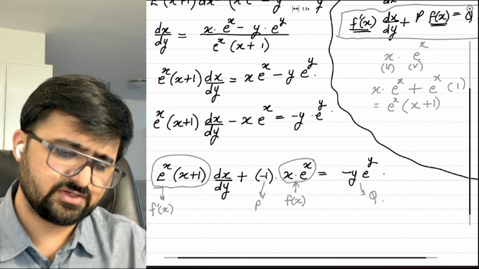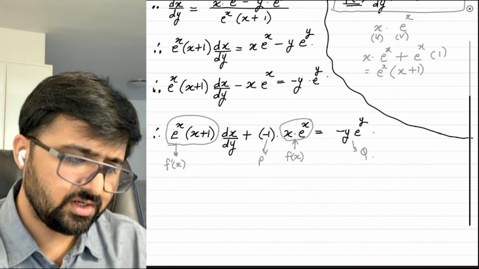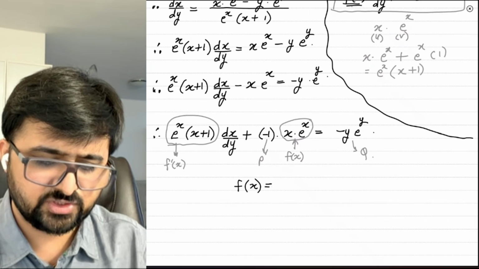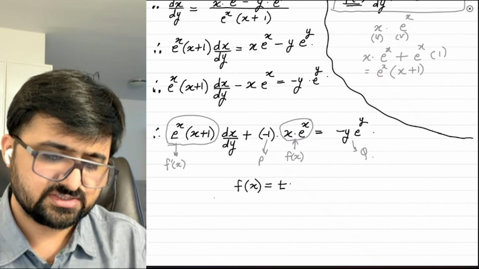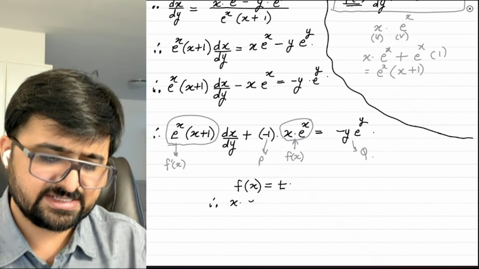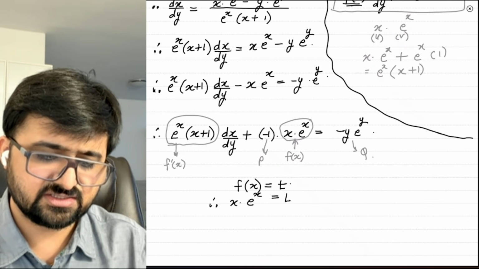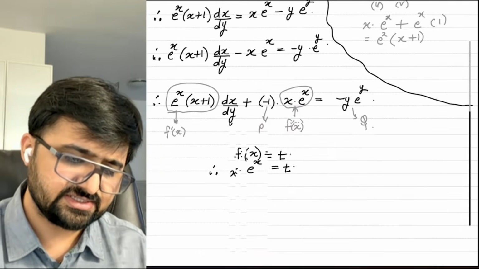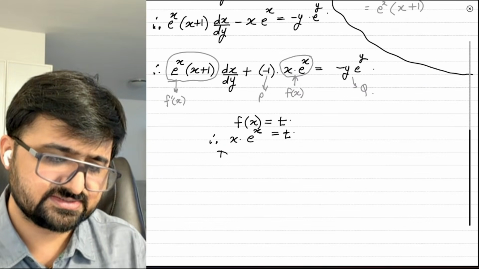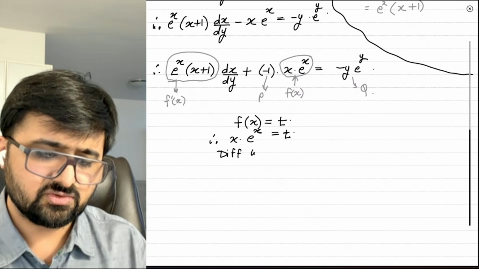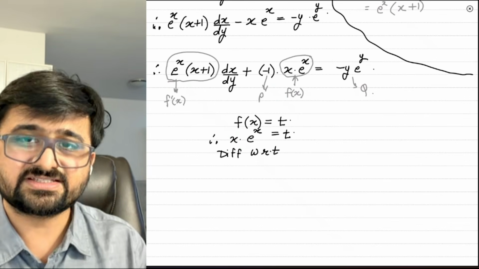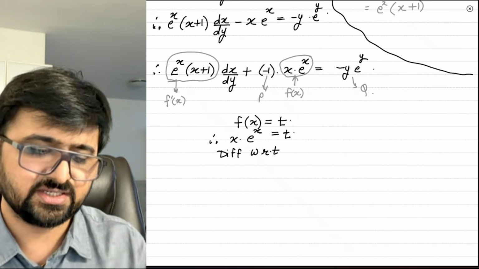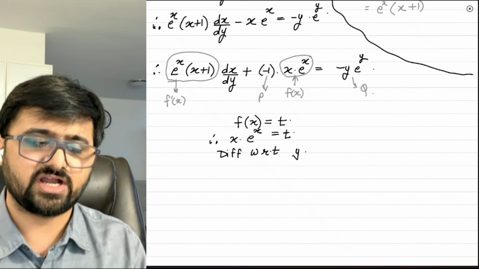Now, since we converted to that type, we can solve this by putting f(x) equal to t. So therefore, we put x into e raised to x as equal to t. So we get x into e raised to x. Differentiate this with respect to the independent variable, which here is y. So differentiate this with respect to y.